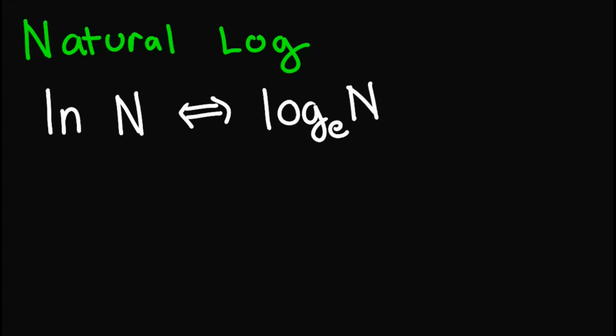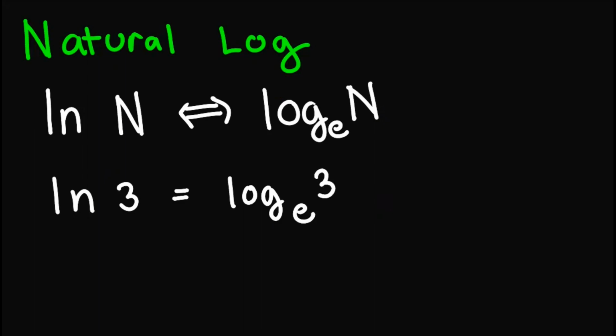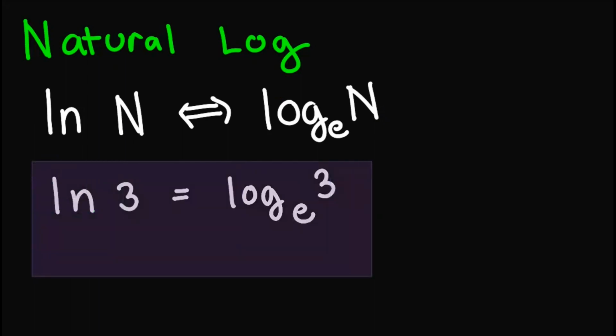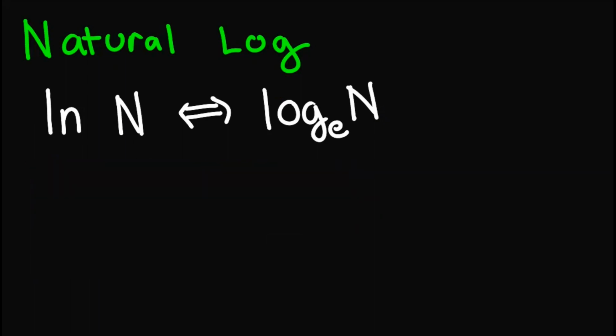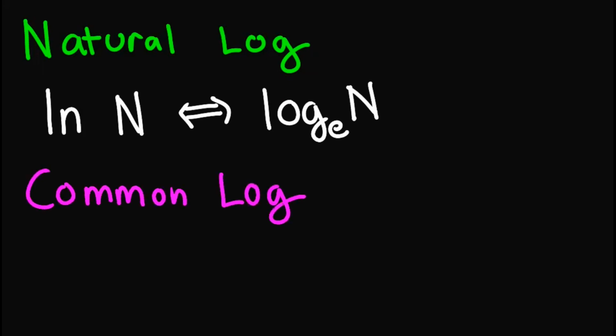So when we see, say, ln of 3, this is simply the logarithm of 3 with respect to base e. So let's just remember this natural log. After that, we also have what we call the common logarithms.